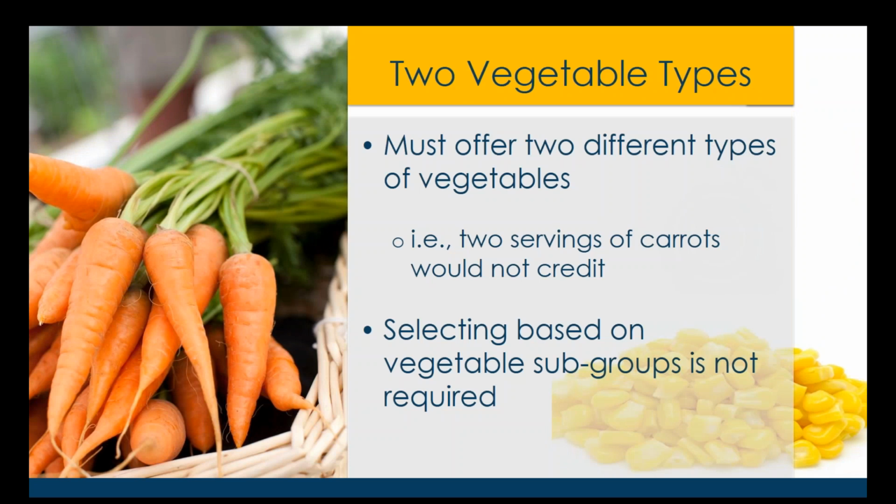When using this option, it is important to note that for a reimbursable meal, you must offer two different types of vegetables. For example, a serving of roasted carrots and a serving of steamed carrots would not credit towards a reimbursable meal because the meal only includes one type of vegetable.